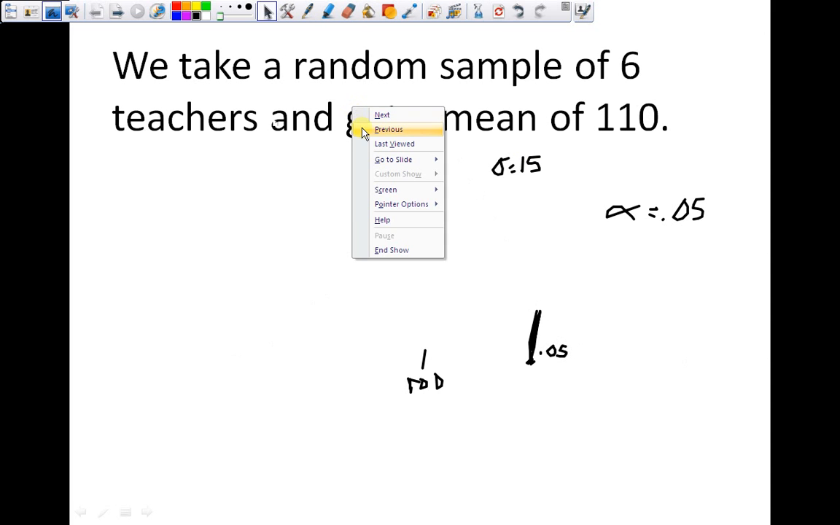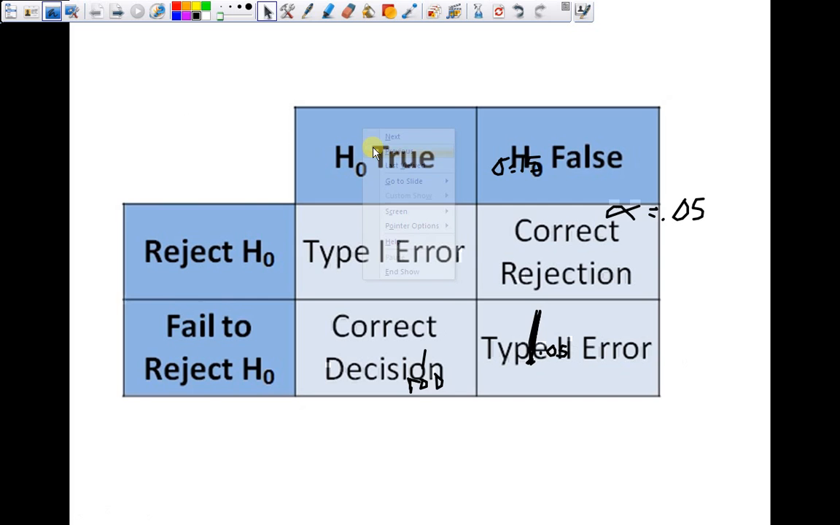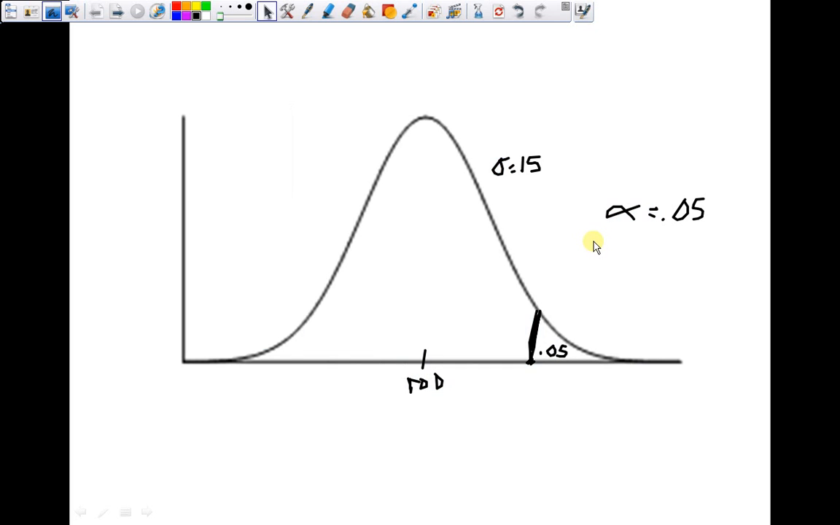So let me go back to this one more time. Now, this correct decision right here, correct rejection, is actually what we call power. It's got a special name. That means if H0 is false, what's the likelihood that we actually reject it? Okay, and that's what we call power. If H0 is false, what's the probability we actually reject it?